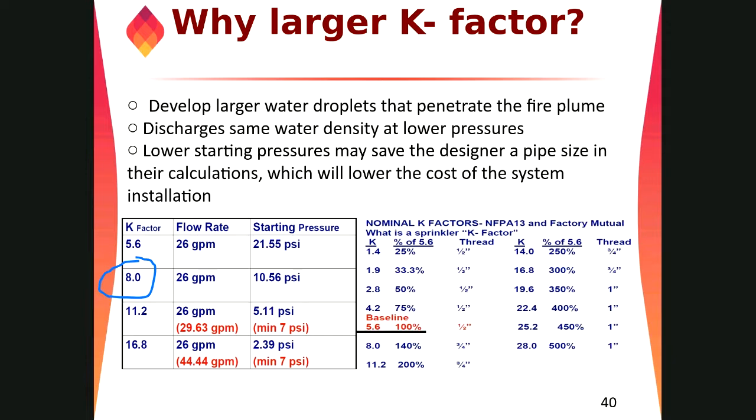Suppose for some project, or maybe some existing building, in the most remote area we need 26 GPM based on our design and calculations. And the pressure there, we don't have 21.55 psi, so we can go further down to a pressure of 10.56 psi, and it will work.